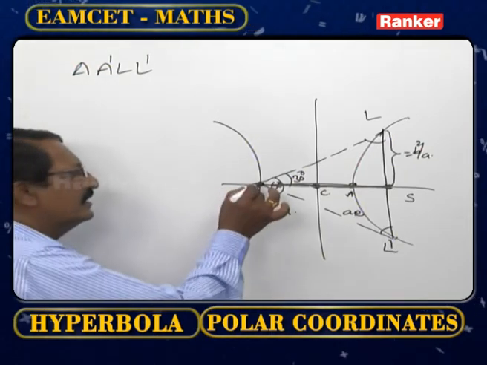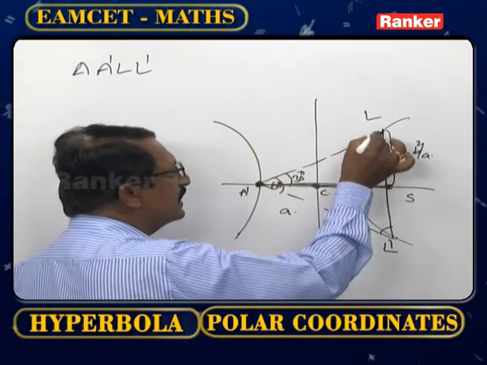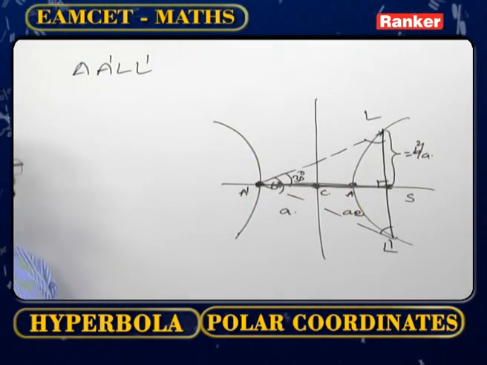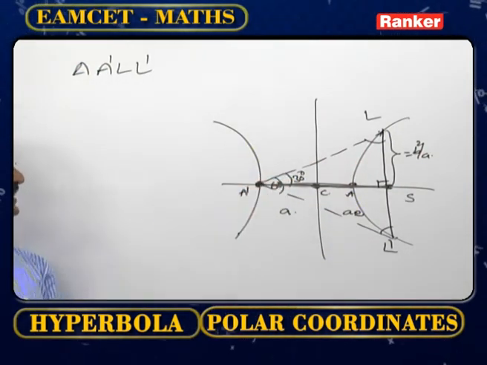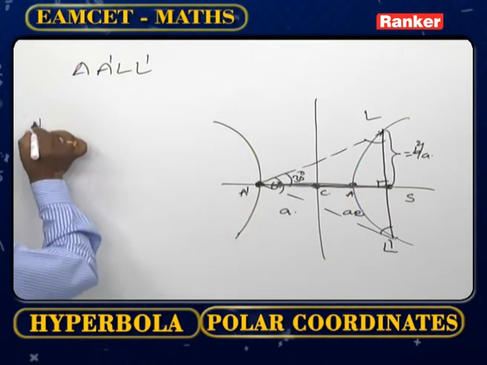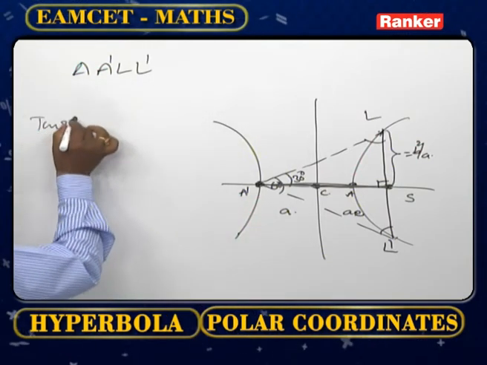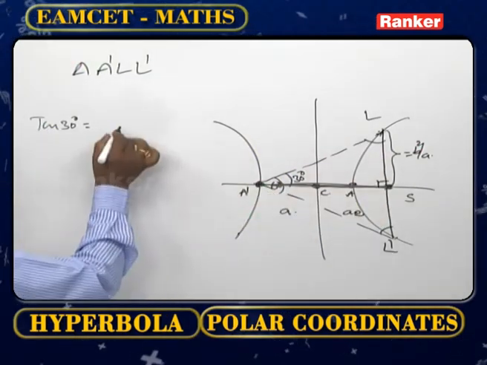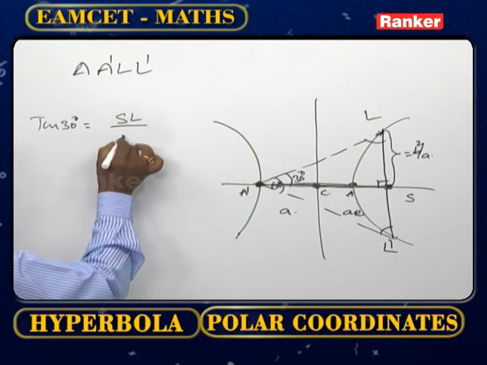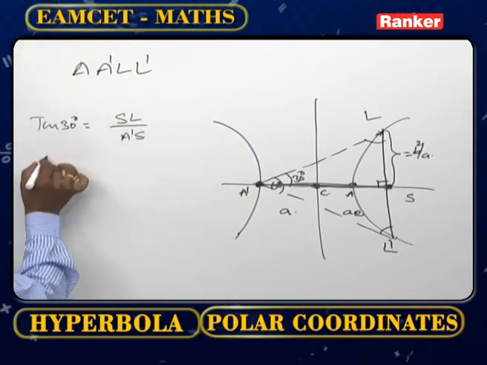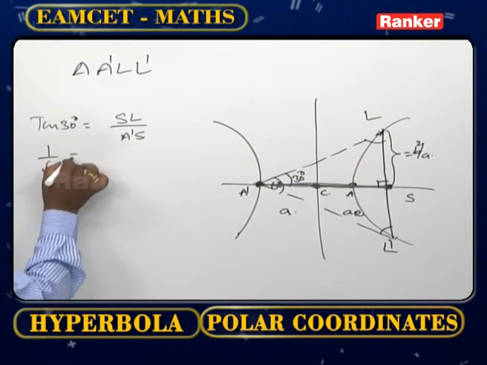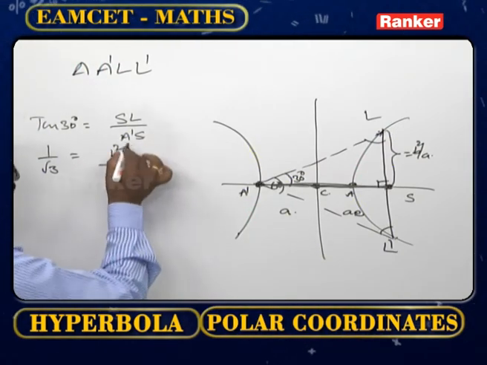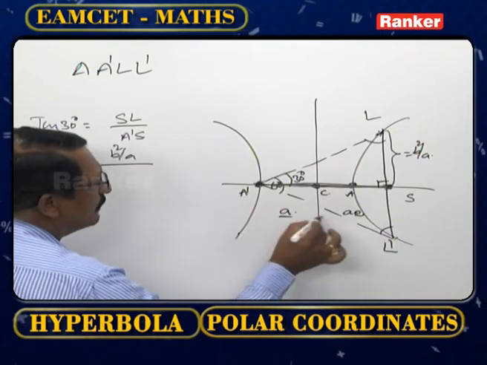Now in triangle A dash S L, angle S equals 90, angle A dash equals 30 degrees. Now tan 30 equals opposite side by adjacent side, SL by A dash S. But tan 30 degrees value 1 by root 3 equals SL, which is b square by a, over A dash S equals a plus ae.